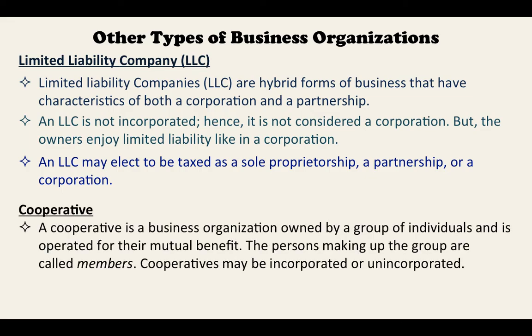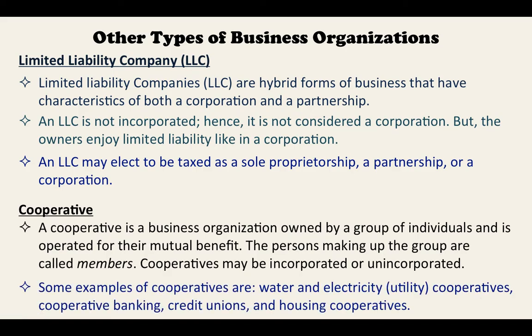And the other type is cooperative. A cooperative is a business organization owned by a group of individuals and is operated for their mutual benefit. The persons making up the group are called members. Cooperatives may be incorporated or unincorporated. Okay? Examples of cooperatives are water and electricity utility cooperatives, cooperative banking, credit unions, and housing cooperatives. Okay, these are the other types of business organizations: limited liability company and cooperative.